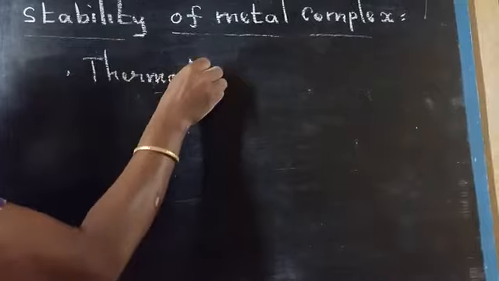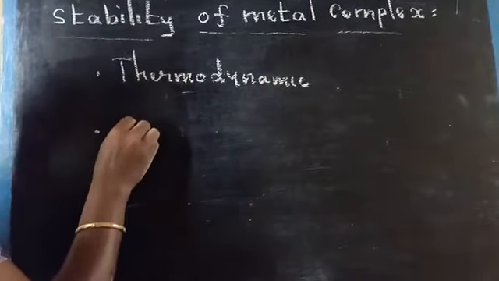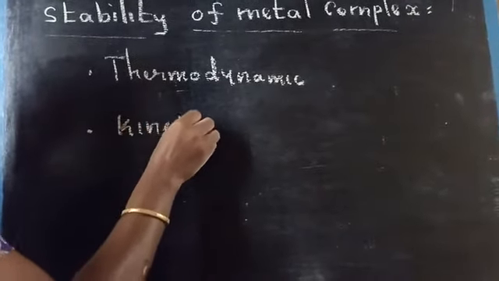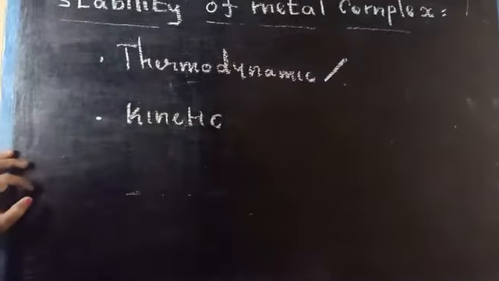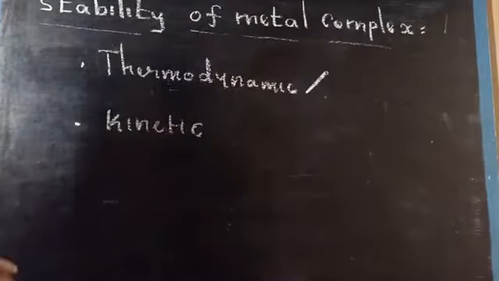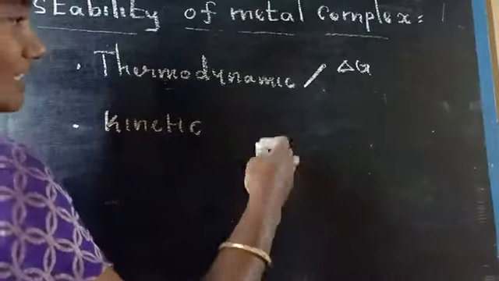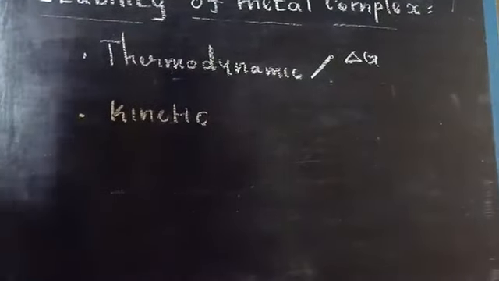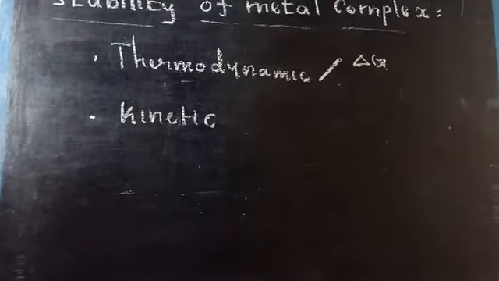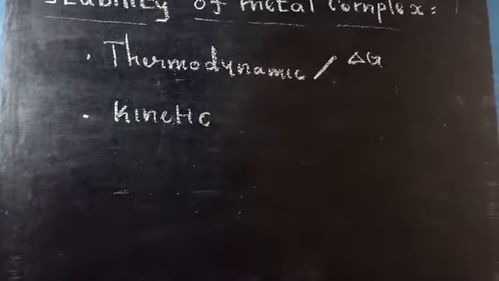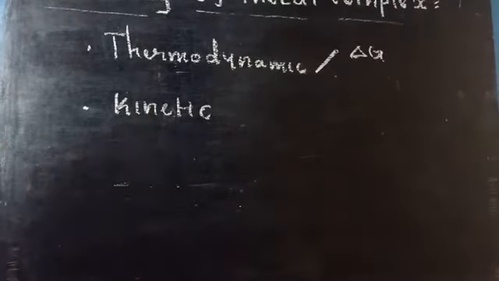Thermodynamic stability refers to the free energy change, symbol delta G. If delta G is negative, it is a spontaneous reaction, we know very well. Next, kinetic stability. Kinetic stability is explained or referred based on ligand substitution.